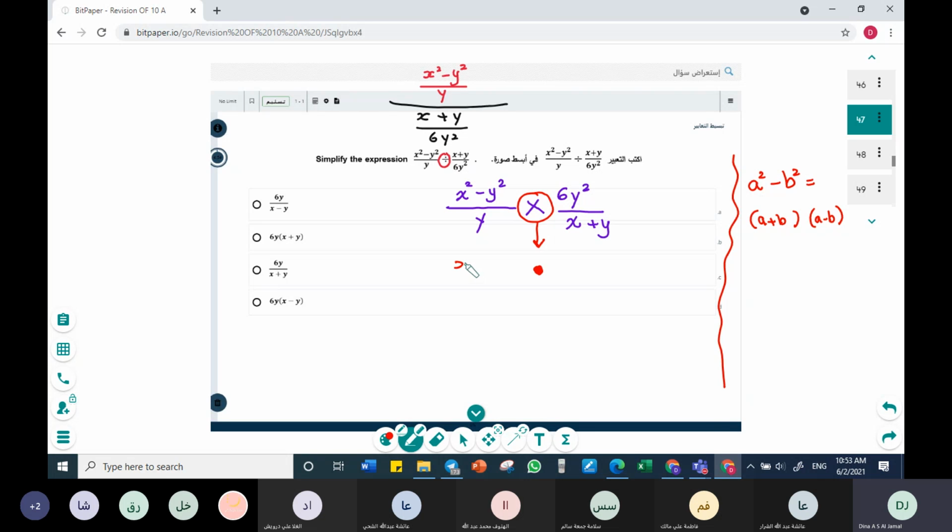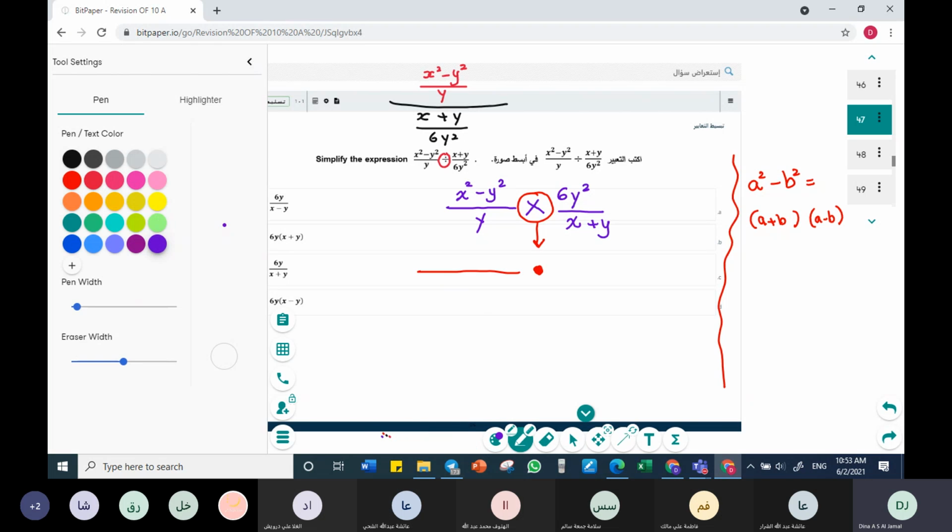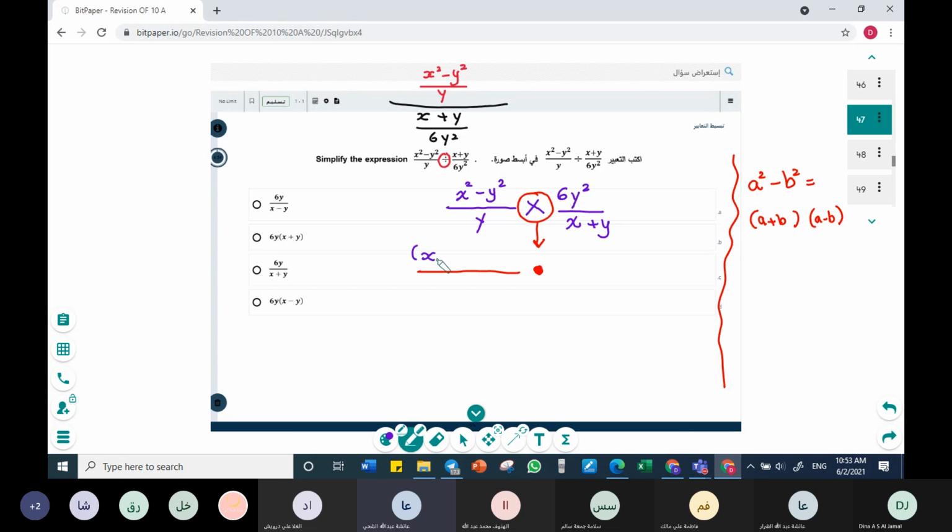So x squared minus y squared. How can I simplify it now, applying the difference of two squares? What will it be now? X minus y between brackets, x plus y between brackets. Do I call this square? No, brackets. Thank you, Marwa. Pay attention, Aisha, this is the square. Okay? So x plus y over y, times 6y squared over x plus y.